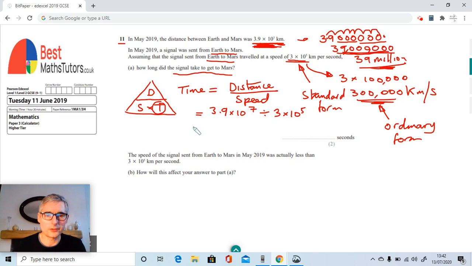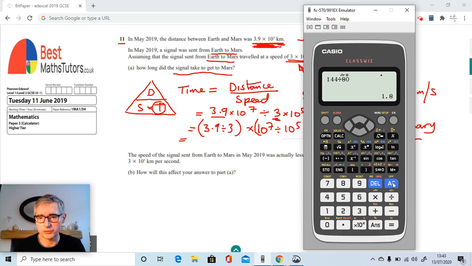So what we do is we actually move the number part, which is the bit at the beginning, together, and we say we've got the 3.9 divided by 3. So bring those together. And then we need to get the bit with the power on. And that's times, because we still want the answer in standard form. So times, and then we do 10 to the 7 divided by 10 to the 5. So we've got this number in 2 parts. So if we divide 3.9 by 3, I'll just get my calculator up to show you this.